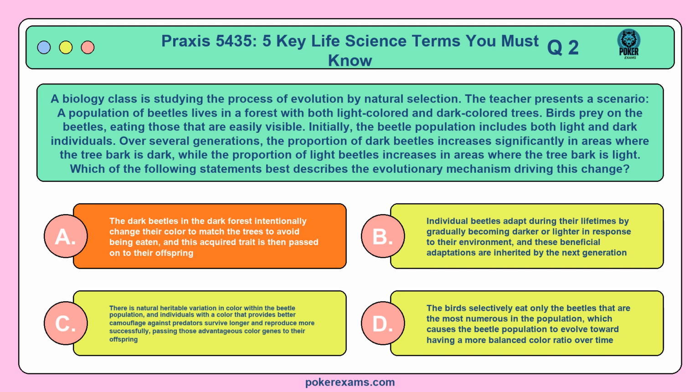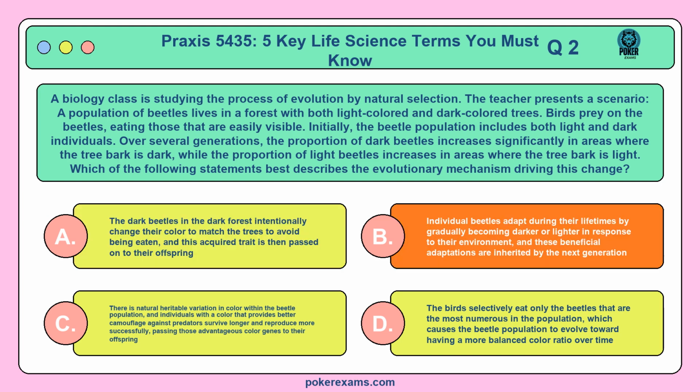Is it Option A, the dark beetles in the dark forest intentionally change their color to match the trees to avoid being eaten, and this acquired trait is then passed on to their offspring? B, individual beetles adapt during their lifetimes by gradually becoming darker or lighter in response to their environment, and these beneficial adaptations are inherited by the next generation.